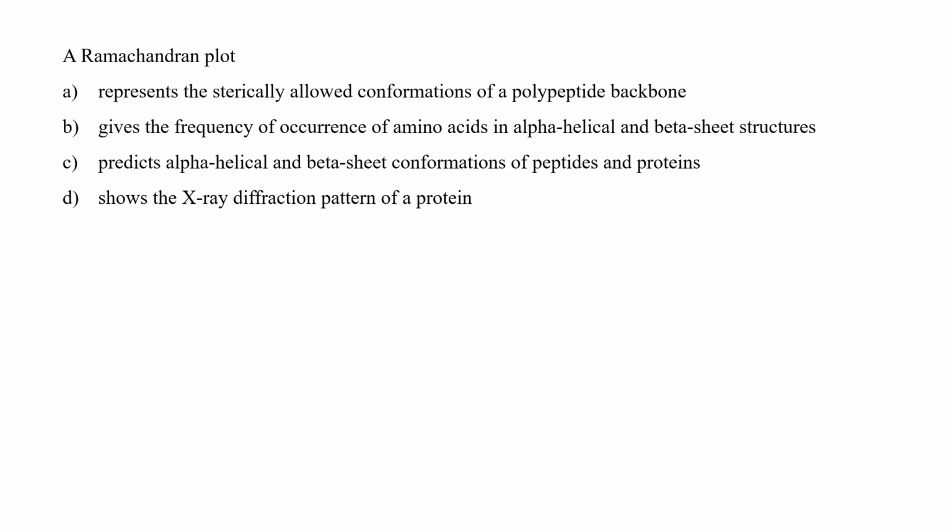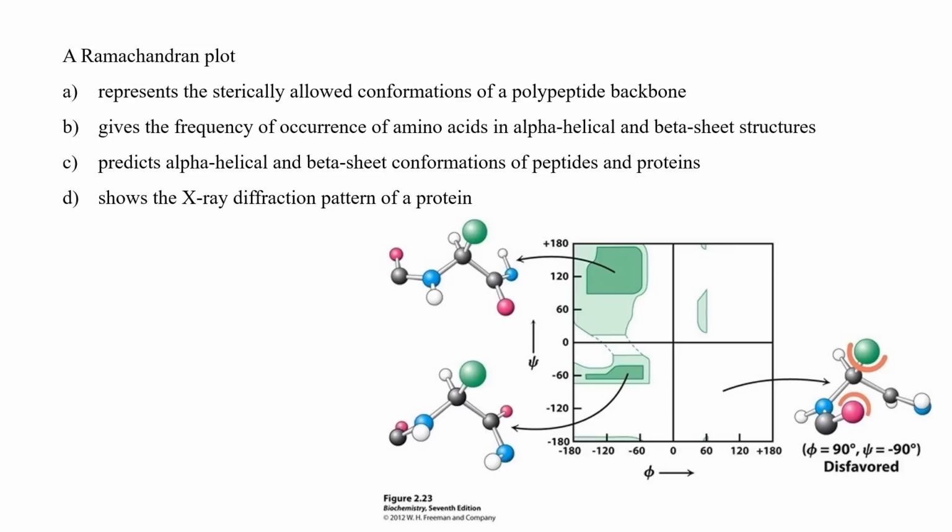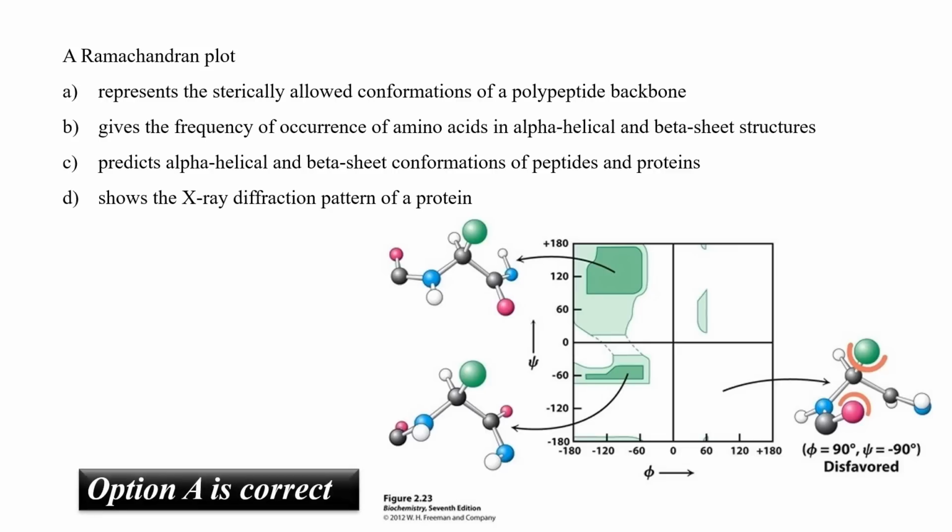A Ramachandran plot represents the sterically allowed conformation of a polypeptide backbone, gives the frequency of occurrence of amino acids in alpha helical and beta sheet structure, predicts alpha helical and beta sheet conformation of peptides and proteins, or shows the X-ray diffraction pattern of a protein. Ramachandran plot is a 2D plot between the torsional angles phi and psi across the peptide backbone. Basically, this plot is used to visualize sterically hindered or energetically allowed regions of a polypeptide. So, a Ramachandran plot basically represents the sterically allowed conformation of a polypeptide backbone.